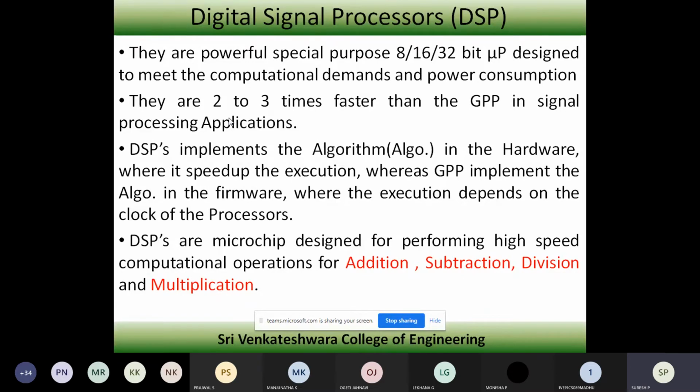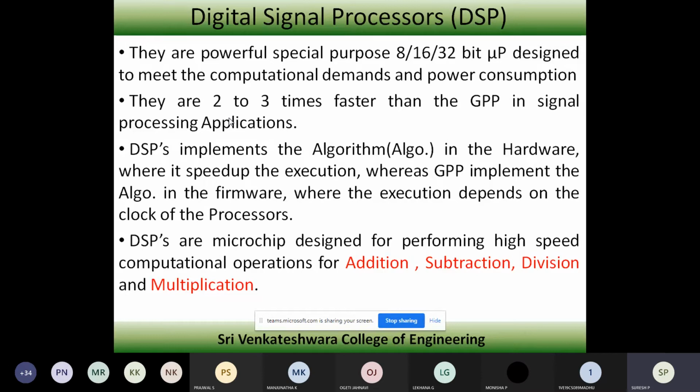Now if you take these DSPs, what is a DSP? Compared to your general purpose processor, DSPs are 2 to 3 times faster in signal processing applications. Signal processing applications are where your mobile devices come in. If you are using your normal microprocessor here, the time taken to process the signal will be longer. To have more signal processing, we are going to make use of the digital signal processor. Basically it is 2 to 3 times faster than the general purpose processor. Okay. Now the digital signal processor implements the algorithm in the hardware.